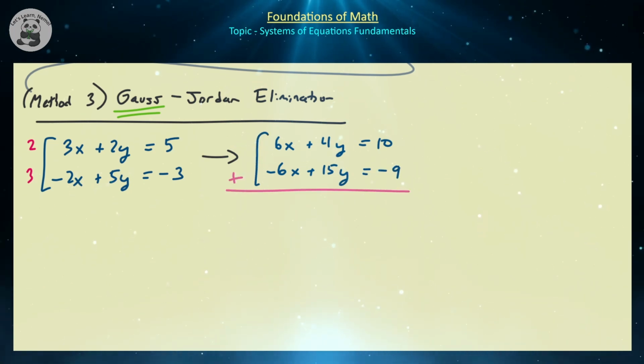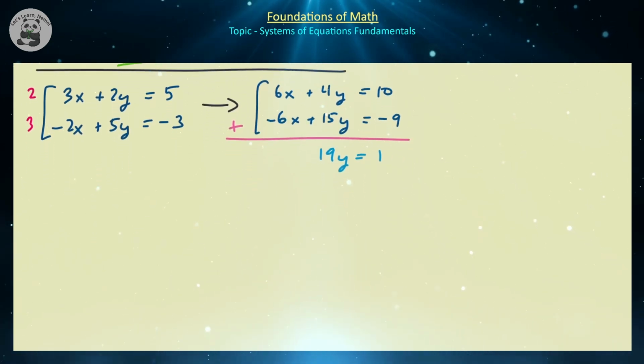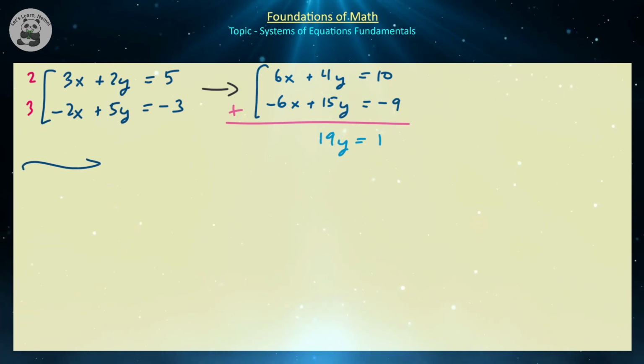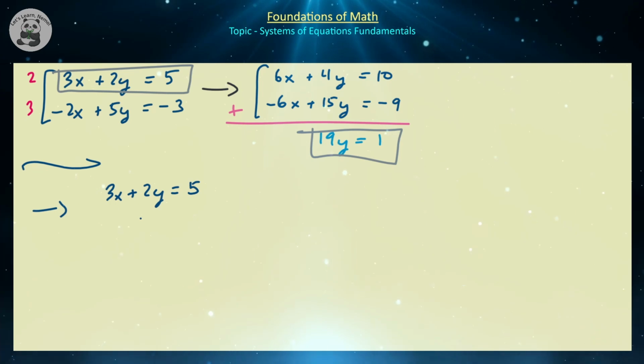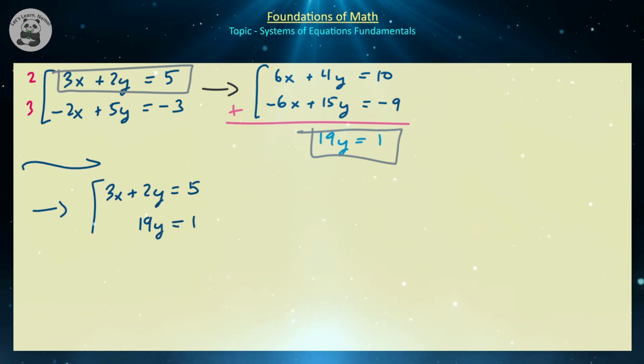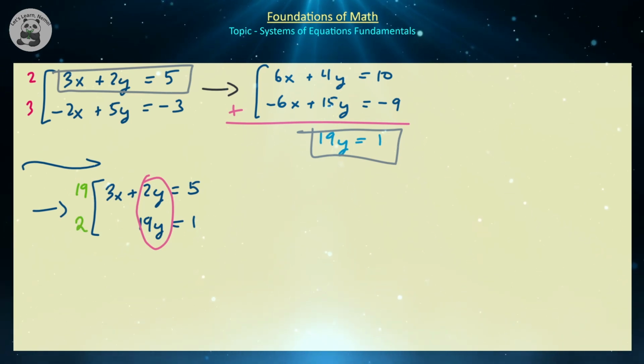Once I have that, I can add these equations together, and that's going to give 19y is equal to 1. Now, I'm not going to divide by 19 because I don't want to work with fractions quite yet. So what I'm going to do is rewrite my equations, in particular this one and this one. So I'm going to have 3x plus 2y is equal to 5, and 19y is equal to 1. Now I'm going to focus on eliminating my y term, and I can easily do that by multiplying this by 19 and this one by 2.